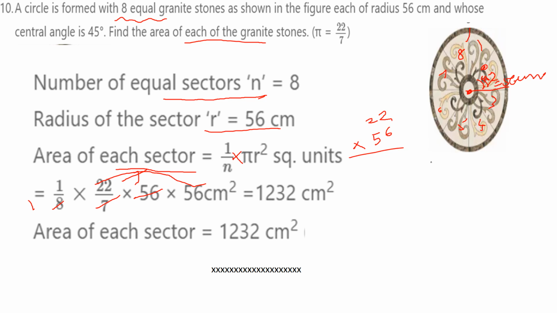2 6s are 12, 1, 2 6s are 12 plus 1, 13, 5 2s are 10, 1, 2 5s are 10 plus 1, 11. So 2, 3, 2, 1. So 1232 centimeter squared is the area of the sector. Thank you students. We will see the next exercise in the next class.